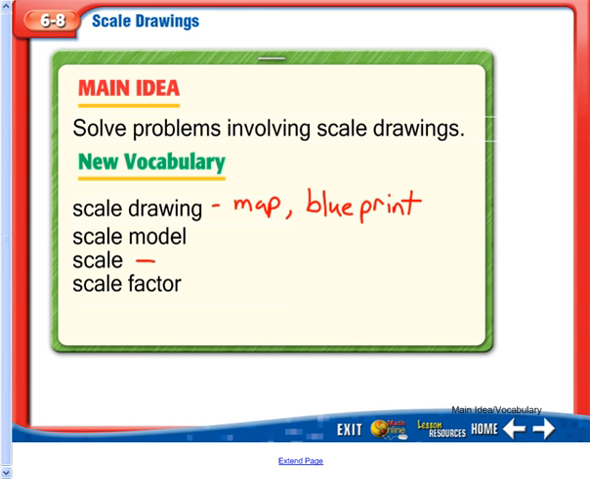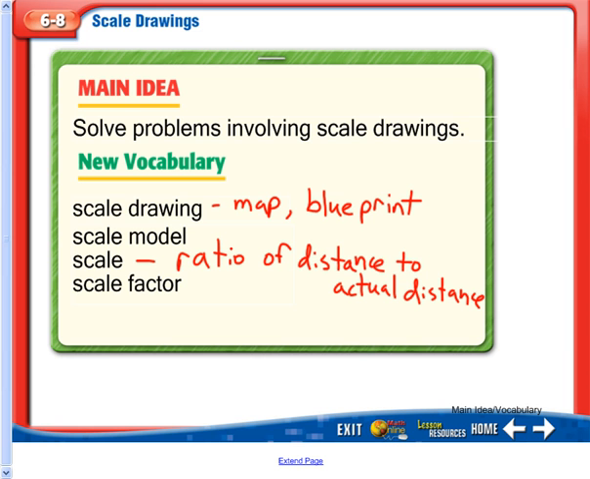Scale is going to be a ratio of distance to actual distance. So it's kind of a ratio. For example, on a map you usually see a little key that says 1 centimeter is 20 miles. So they have a scale on there to tell you that if you're going to something a couple centimeters away, you know it's going to be 60 miles away, for example.